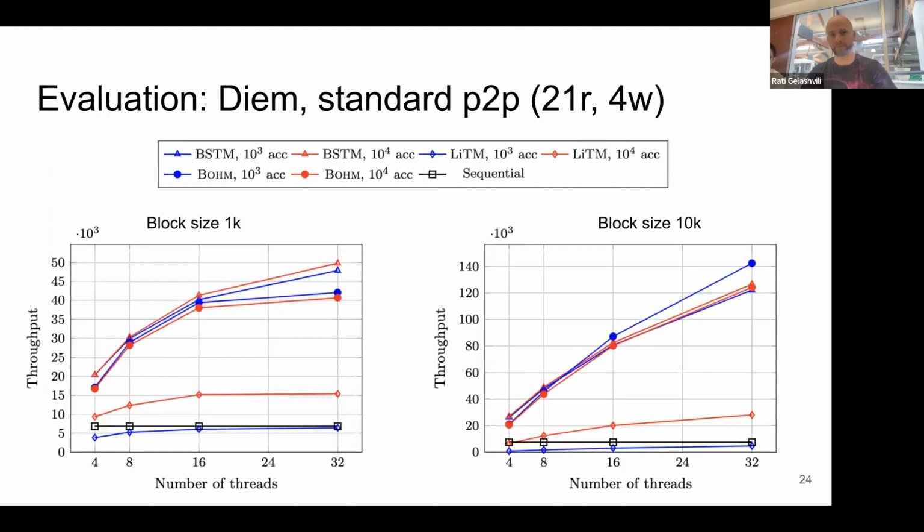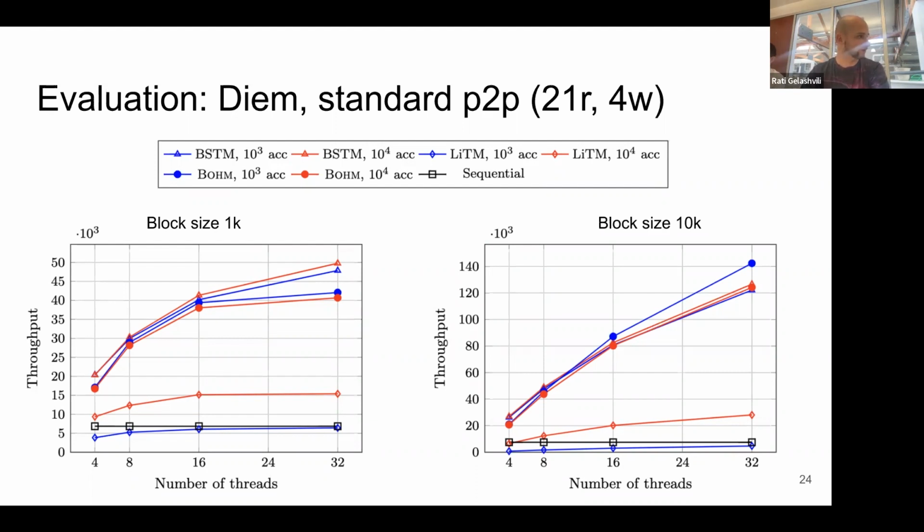Because of some compliance checks, DM's peer-to-peer transaction is not such a lightweight transaction, because people sometimes think that it's just one instruction, and that this is why we get such good throughput. It's not a super heavyweight contract, but it's non-trivial. It has 21 reads and 4 writes.